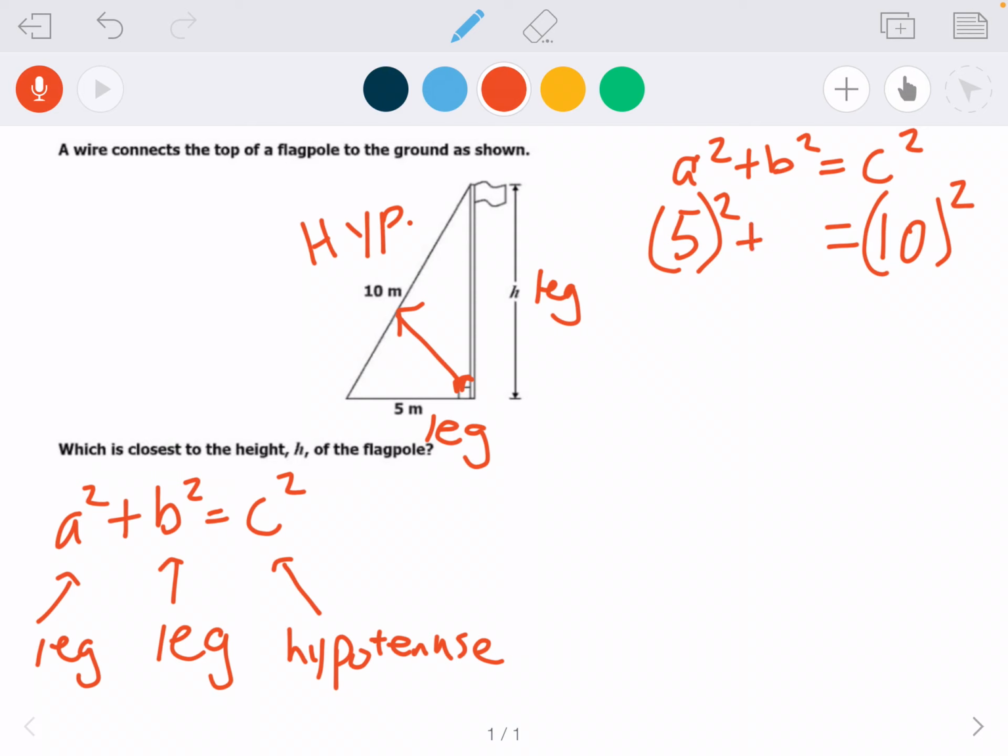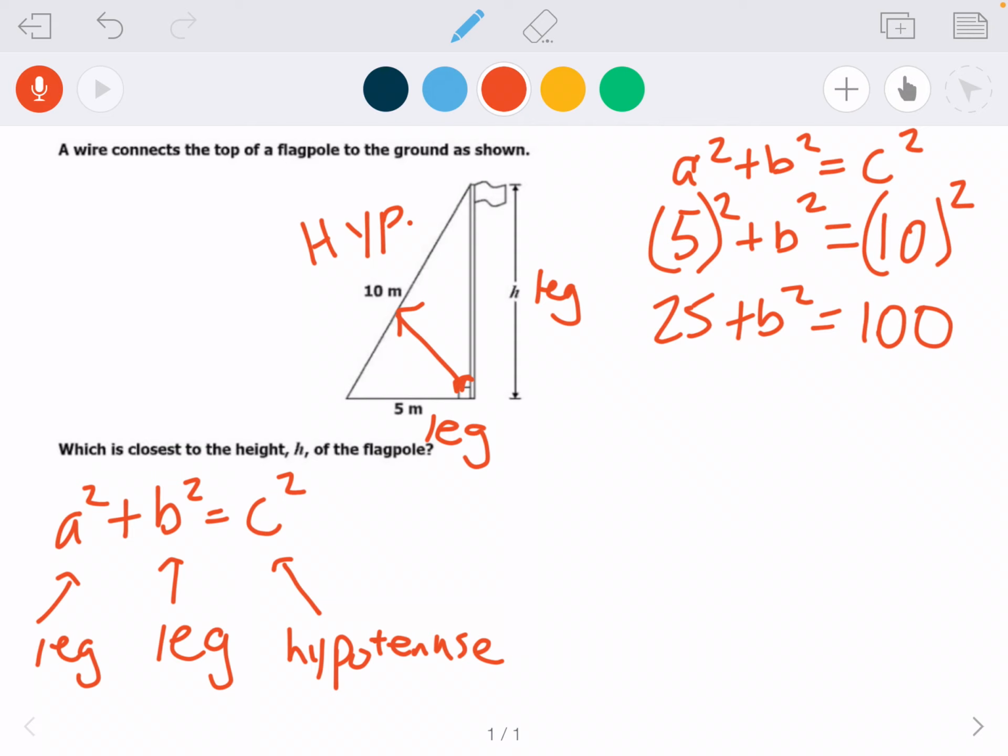So we're going to solve for our missing leg, that H, or our B. I plugged in the 5 and the 10 into the right spot, and now I just have some stuff I need to square. So 5 squared is 25, and 10 squared is 100. So I've created this little equation for myself. I need to solve for b. It's b squared right now. Eventually I'm going to solve for b, but I need to get that b squared by itself first.